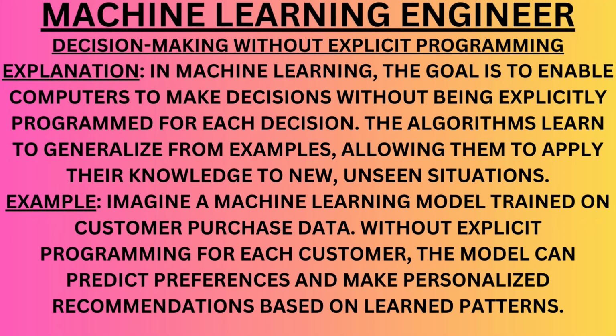Decision making without explicit programming. Explanation. In machine learning, the goal is to enable computers to make decisions without being explicitly programmed for each decision. The algorithms learn to generalize from examples, allowing them to apply their knowledge to new unseen situations. Example. Imagine a machine learning model trained on customer purchase data. Without explicit programming for each customer, the model can predict preferences and make personalized recommendations based on learned patterns.